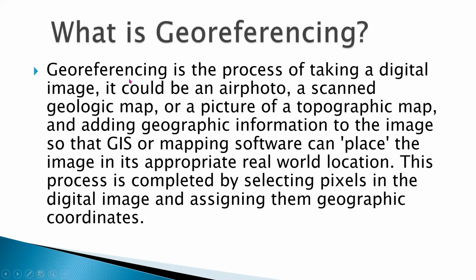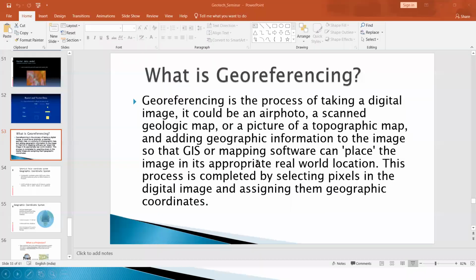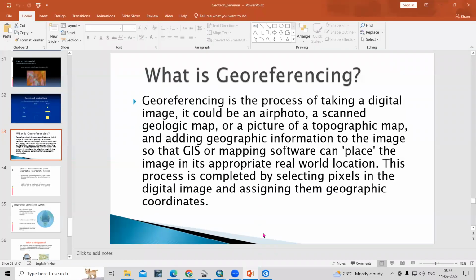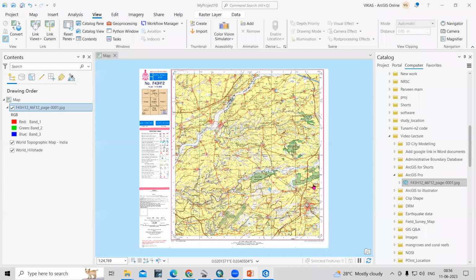So what we are doing here, we are taking a topographic map and adding a geographic location to that image, so the image can be appropriately attached to the real world location. This process is completed by selecting pixels in the digital image and assigning them geographical coordinates. So how can we georeference? For that, we are going to see the process.